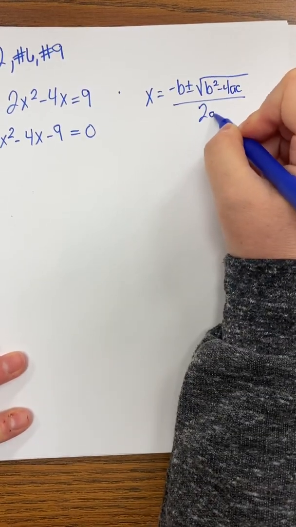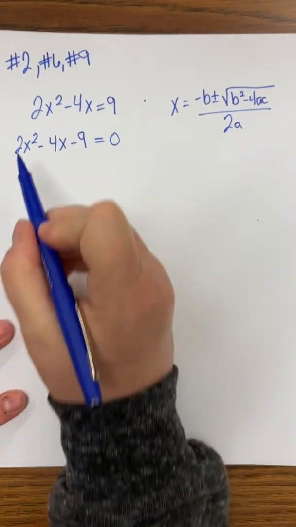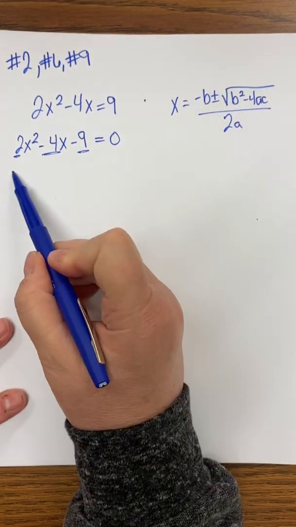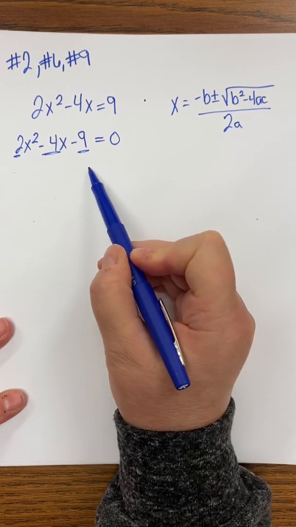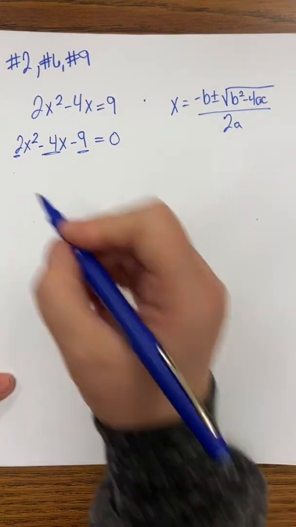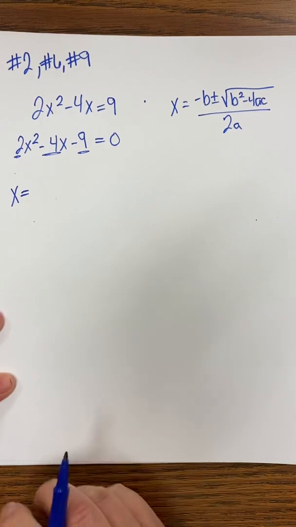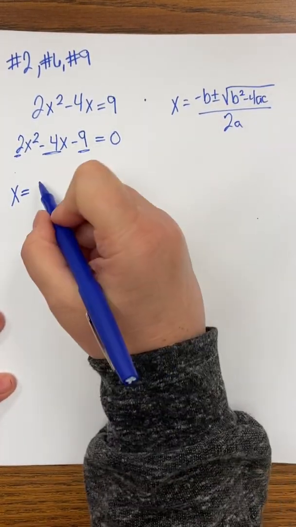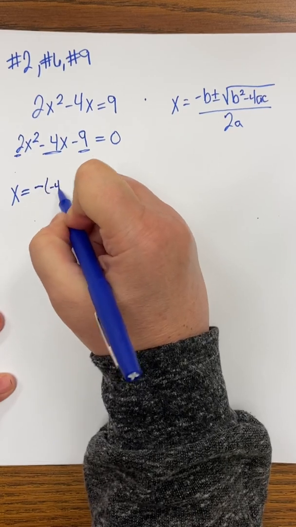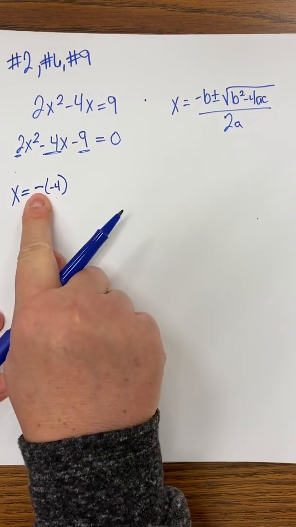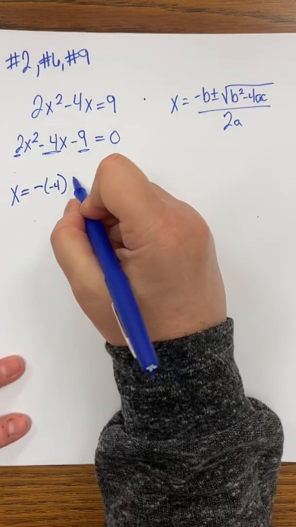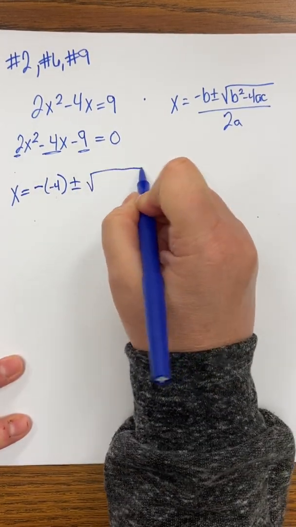all over 2A. Okay, so remember, this is A, this is B, this is C. And you can write them out. A equals 2, B equals -4, C equals -9 if you need to. So now I'm going to substitute them in. So x equals, B is the -4. So remember, there's already a negative on B. So it's going to be negative, it's going to be -4. You could go ahead and know that that's going to be +4 if you want to go ahead and write it. I'm going to write it all out.